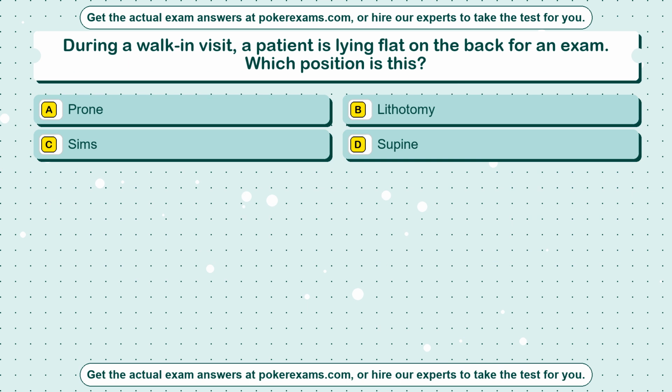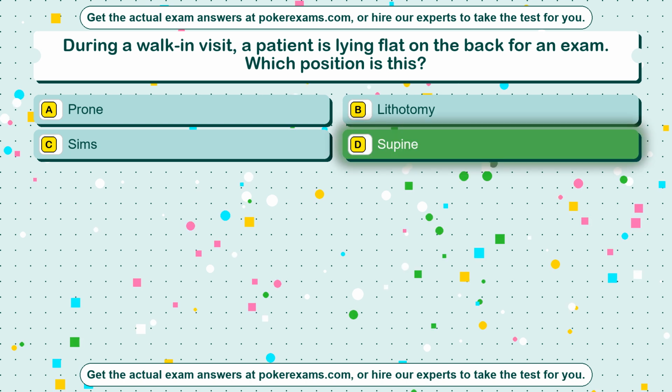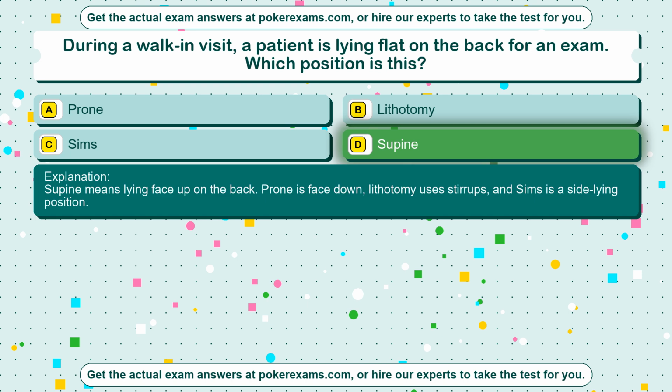Question 61. During a walk-in visit, a patient is lying flat on the back for an exam. Which position is this? Option A, prone. Option B, lithotomy. Option C, Sims. Option D, supine. The correct answer is option D, supine. Supine means lying face up on the back. Prone is face down, lithotomy uses stirrups, and Sims is a side-lying position.